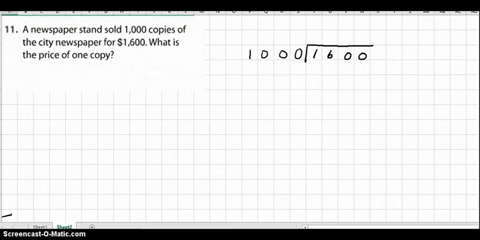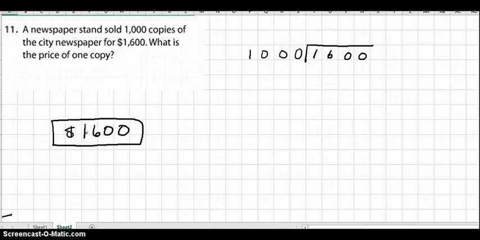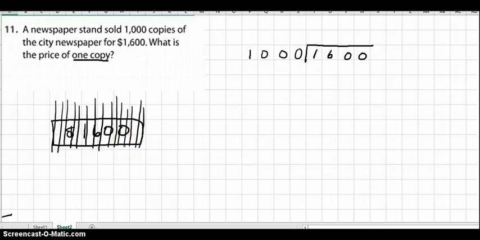A newspaper stand sold 1,000 copies of the city newspaper for $1,600. What is the price per copy? Okay, so I'm going to draw me another picture. Here is my check for $1,600. I need to find out how much one copy is. So that means I'm going to be splitting up my money. I've got to slice this into 1,000 groups. Of course, there's no way that I could draw a picture of that, but that tells me that my groups are 1,000, and that's going to go on the outside, and my 1,600 is what's going to go on the inside. That's what I'm going to split up because I need to know how much one of those copies costs. So let's put our times sign. There's no decimal to take up on this one.